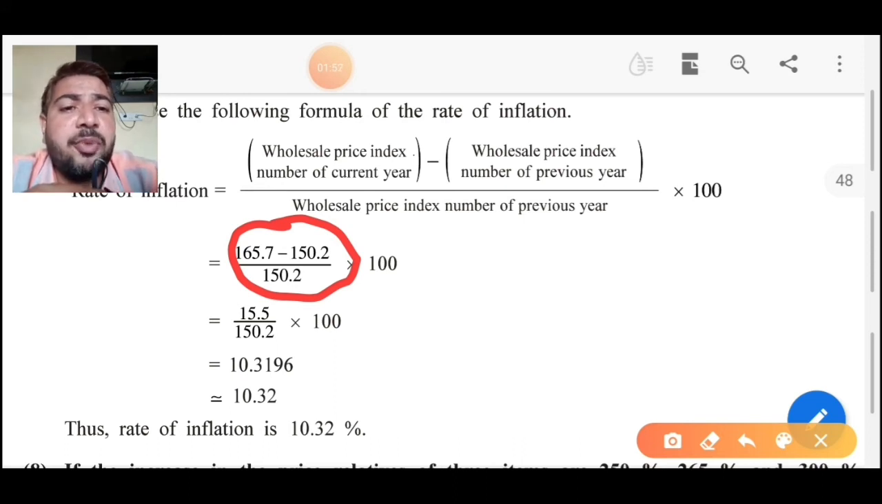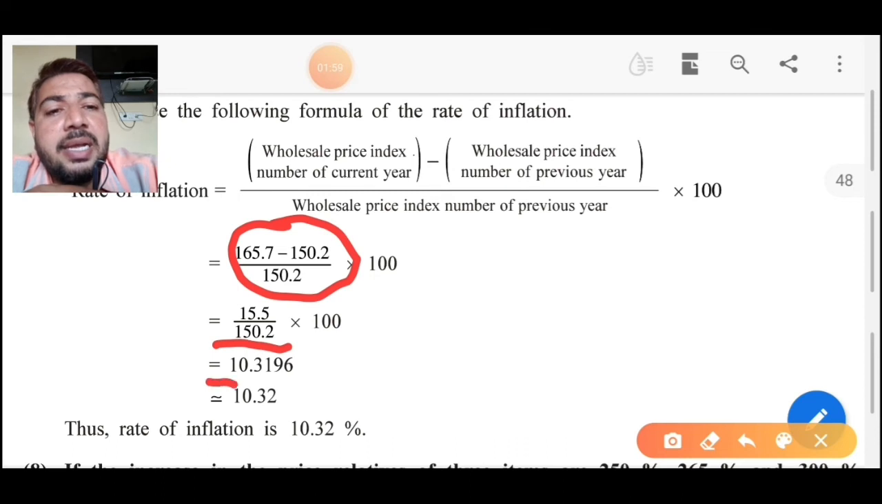So first of all solve this. 165.7 minus 150.2 will be 15.5. Then divide it by 150.2. Whatever you get, multiply by 100. Then you will get 10.3196. As the third digit is more than 5, we will add to the second digit. So our answer will be 10.32%.